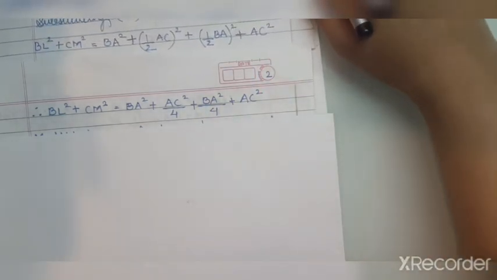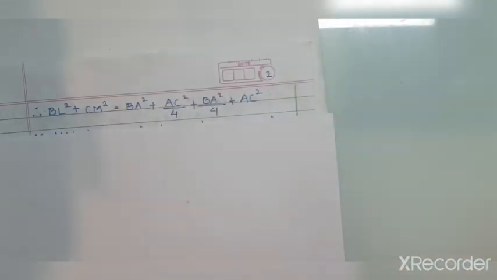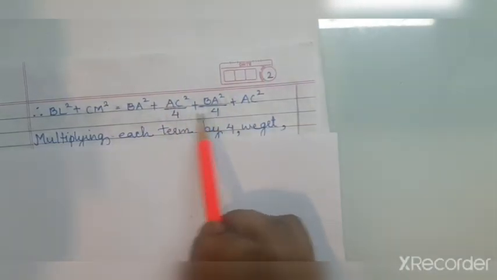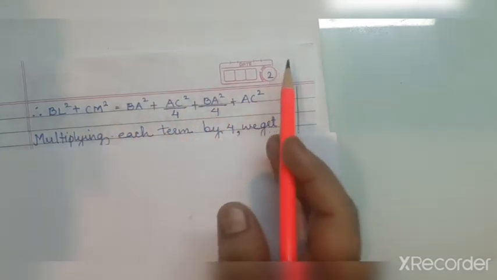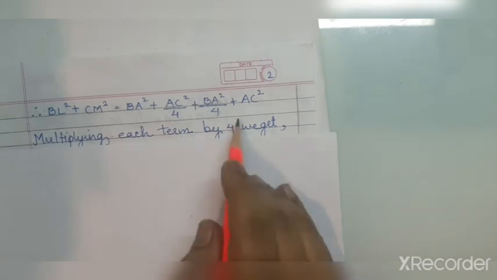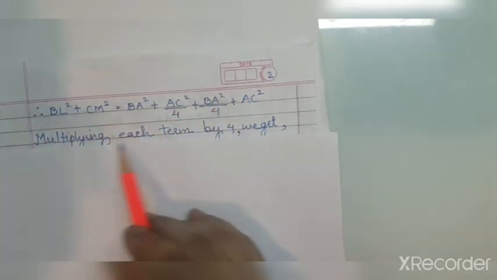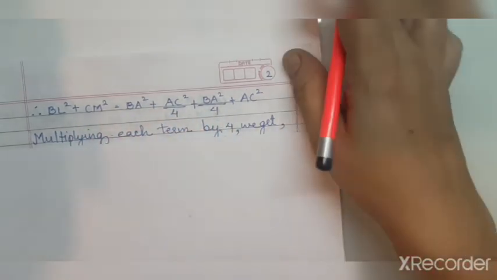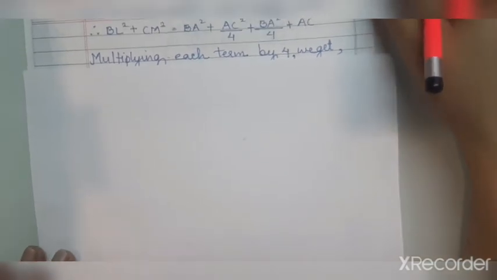I hope this step is clear. How did we get this step? Now, after this, you will see that only 2 terms are having denominators 4. Other terms are not having denominators 4. So, in order to remove these 4 from the denominators, we will multiply each term by 4. Multiplying each term by 4, the denominator 4 will be removed, because in what is asked to prove, we don't have anything in the denominator.